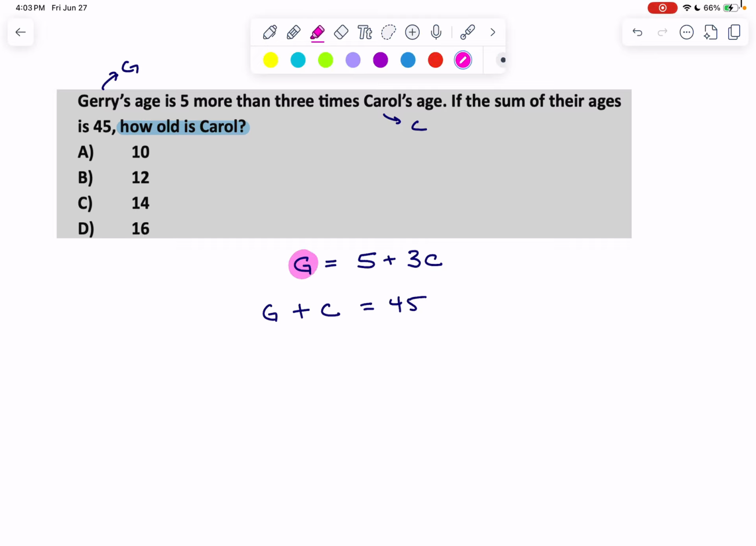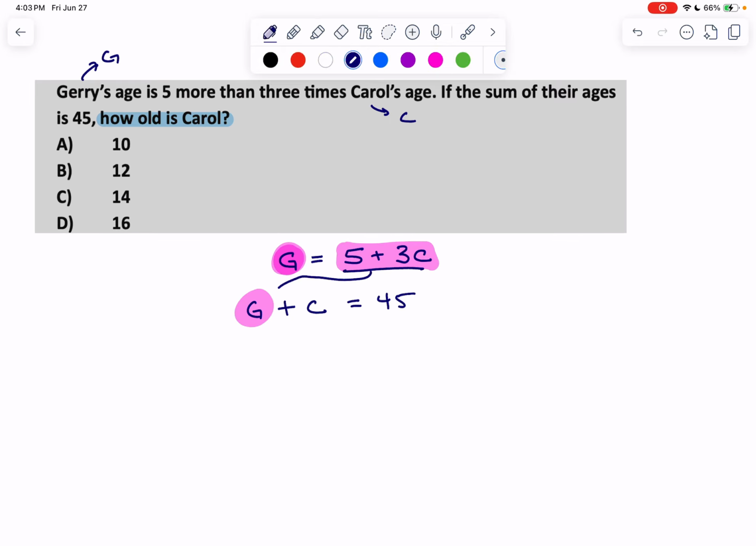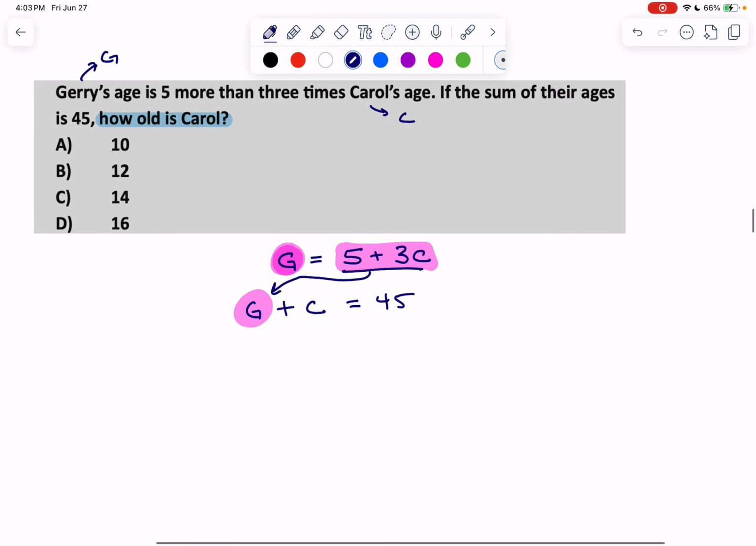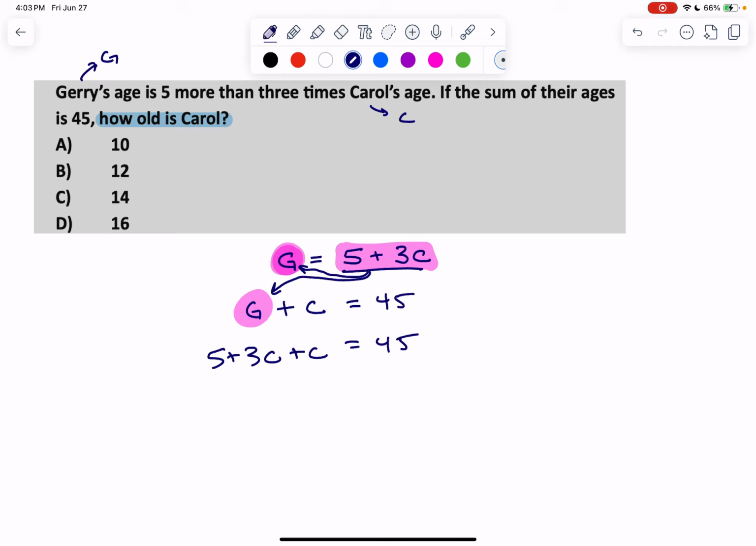I know that G equals this expression here. And this G here is the same as this G here, which must mean that I can plug this expression in for that G, just because that expression is the same as that G. So let's do that. I'm going to put in 5 plus 3C for my G. And then I'm going to add C to that, and that's going to equal 45. So this represents Gary's age, that represents Carol's age, and when we add them together, we get 45.